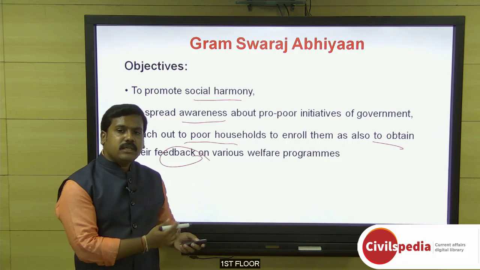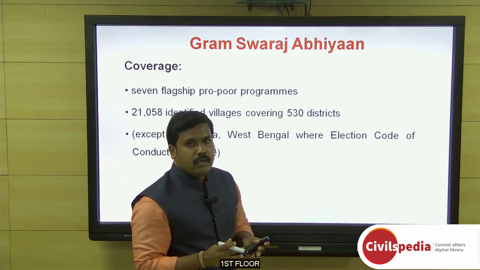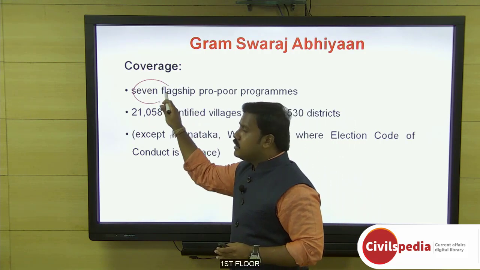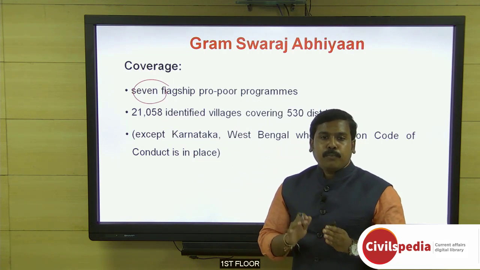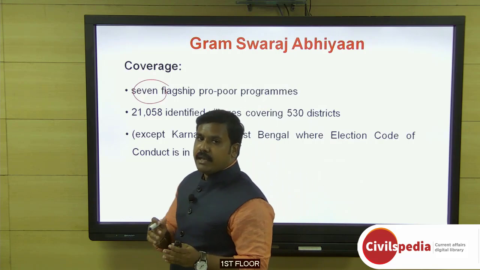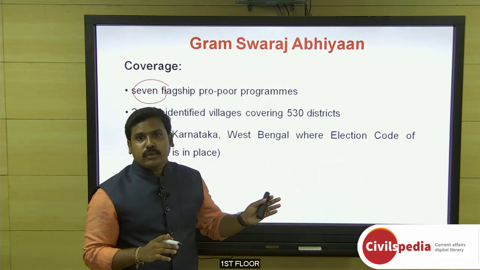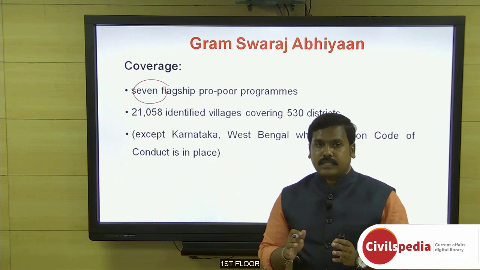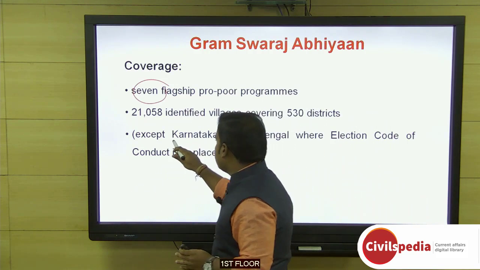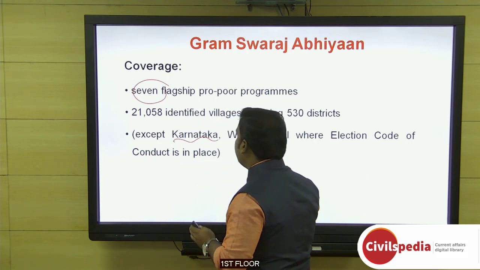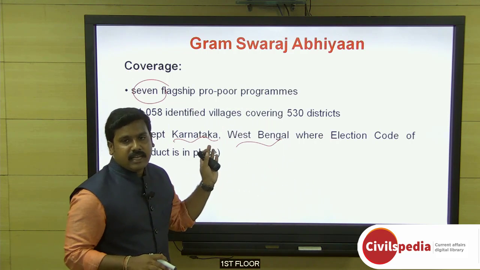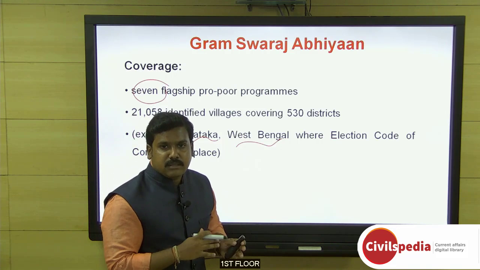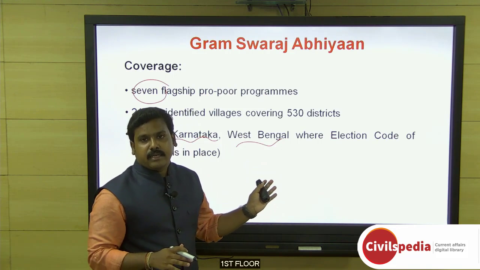Next, what you have to see is the coverage. What are the schemes involved here? The government has chosen 7 flagship pro-poor programs under this campaign to reach out to the people. It has identified almost 20,000 villages and covered 530 districts. Except for some states, Karnataka and West Bengal, where elections are due, state assembly elections in Karnataka and Panchayat elections in West Bengal. Because the election code of conduct is in place, it is not conducted there.